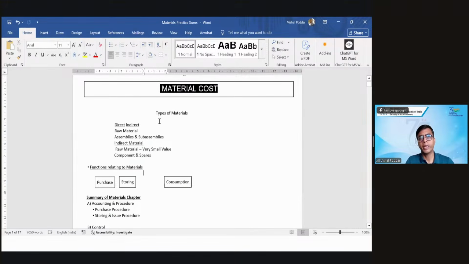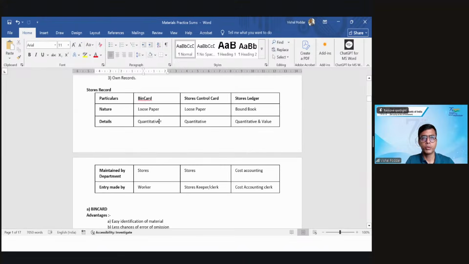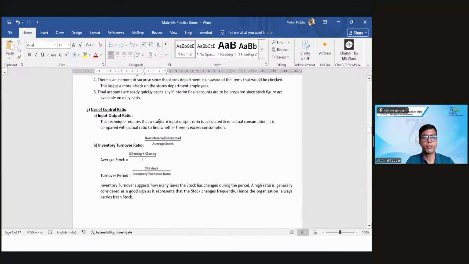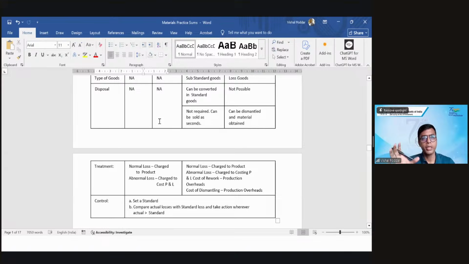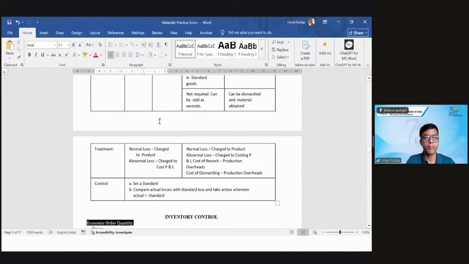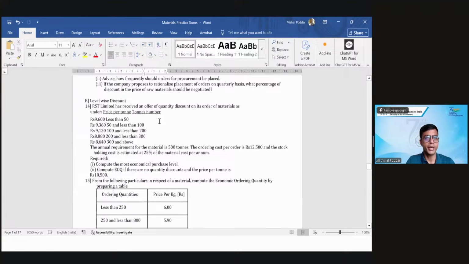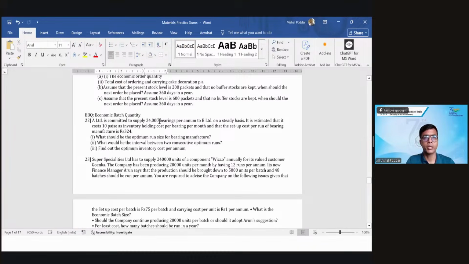Now, this is my sheet which I'll be uploading today for your future reference also. This is the sheet where I have made short notes of all the concepts that are there in the syllabus. Plus, it comprises the questions, right? So this sheet will be uploaded later. As of now, let us start solving.